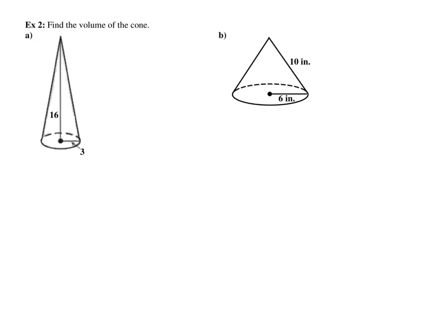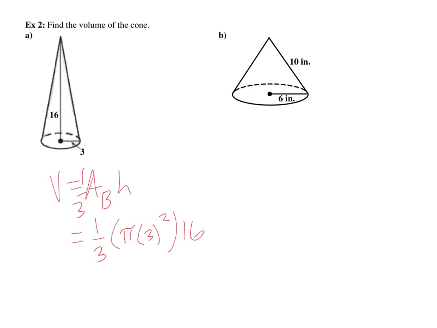All right, find the volume of the cone. Same formula applies. The volume is equal to 1/3 area of the base times the height. Okay, so 1/3. The base in this case is a circle, so it's going to be pi r squared. And what is r in this case? It's 3. And what's the height of the cone? 16.